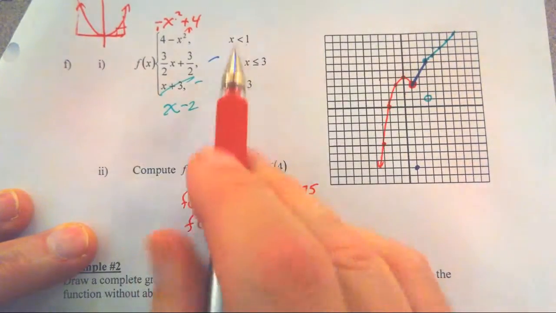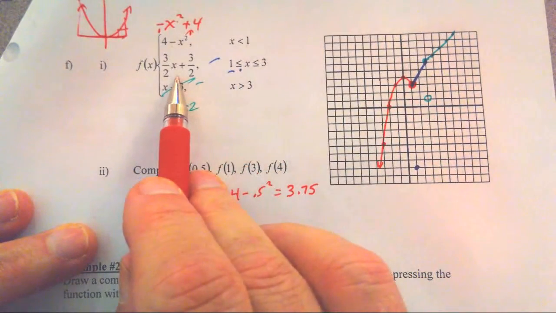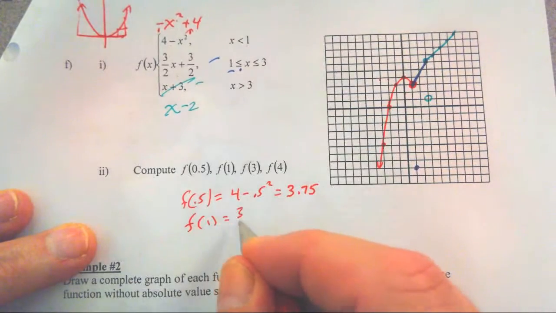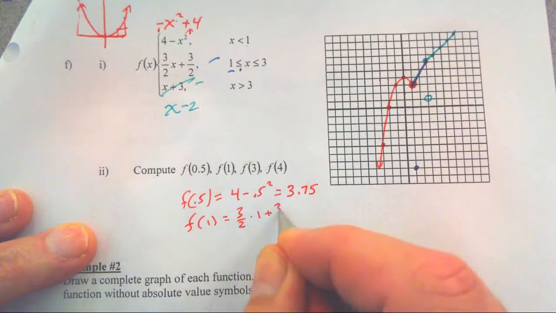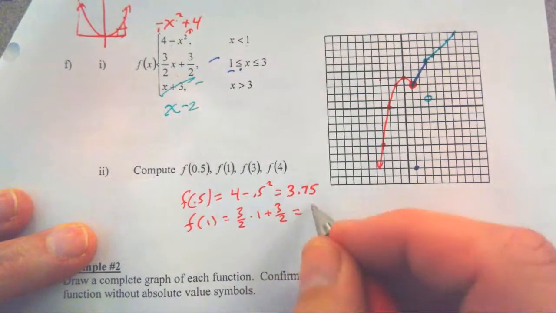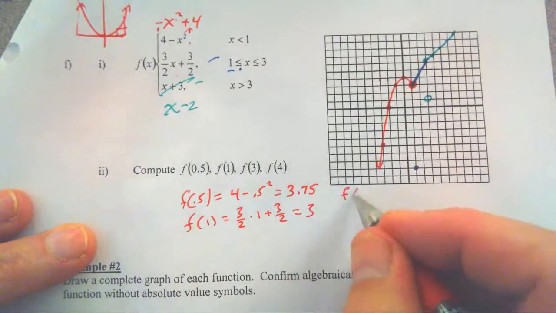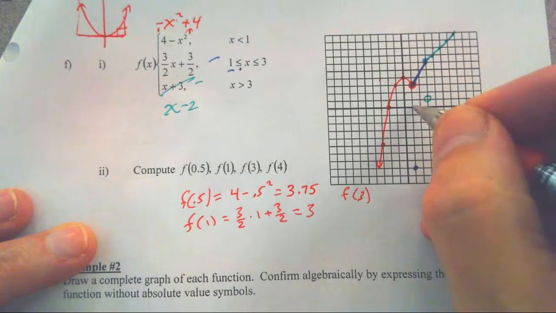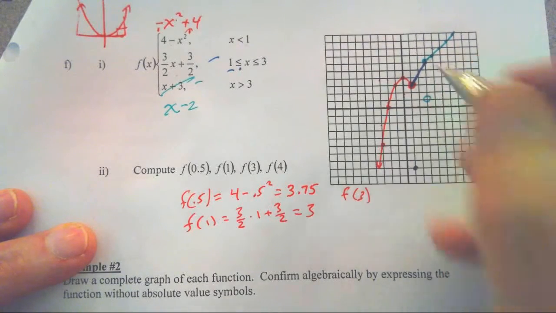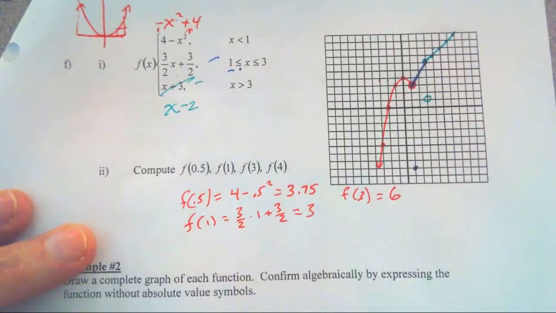F of 1 gets treated by the second function in our piecewise. So that's 3 halves times 1 plus 3 halves, but it's on our graph already. That's 6 halves or 3. F of 3. 1, 2, 3. F of 3 is up here at 6. You could grab it from the graph if it's convenient.